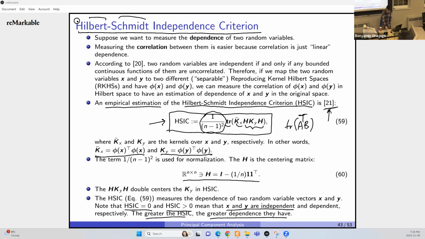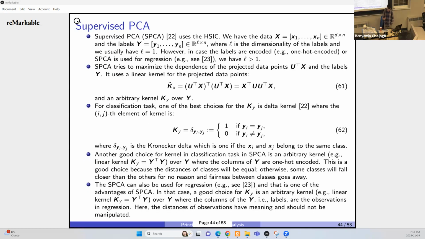Okay. Now, let's talk about supervised PCA or SPCA, proposed in reference 22 by Ali Qudsi et al. at the University of Waterloo, and some of his co-authors were at the University of Shiraz. Okay, so in Iran. So it uses HSIC. What do they do? So HSIC was proposed by Sholkov et al.